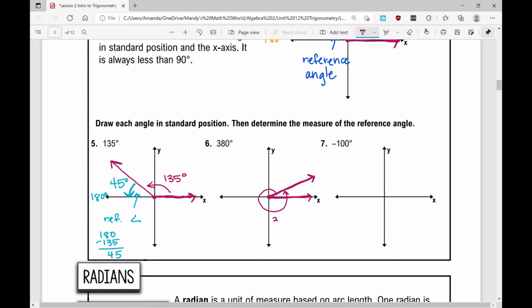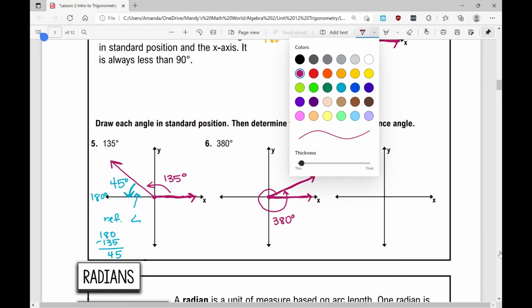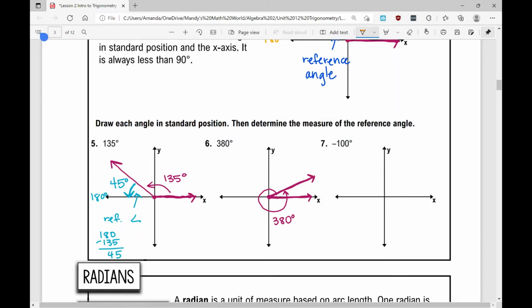So this angle measure is 380 degrees, which means my reference angle is between that terminal side and the x-axis, which means this is my reference angle. What degree is that? Well, 380 degrees, I need to get back to this x-axis, which all the way around was 360 degrees. So I can do 380 minus 360, and I get 20. This is 20 degrees, and that is my reference angle. Let's move on to number 7.